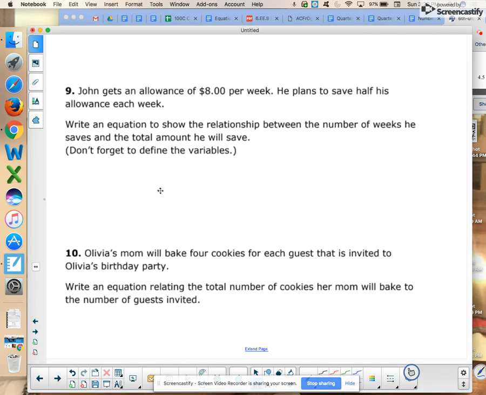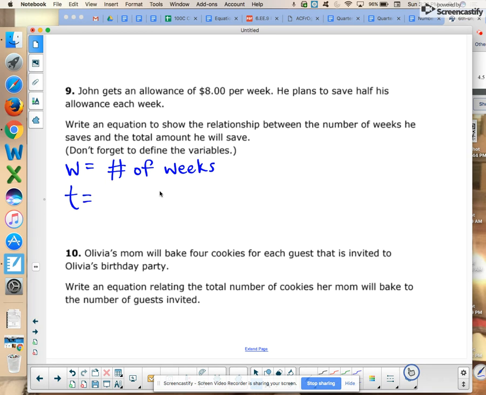Question number 9. John gets an allowance of $8 per week. He plans to save half of his allowance each week. Write an equation to show the relationship between the number of weeks he saves and the total amount he will save. Don't forget to define the variables. You must always define your variables and write out what they stand for.